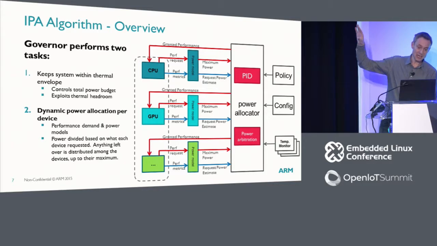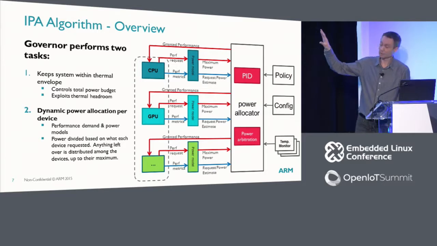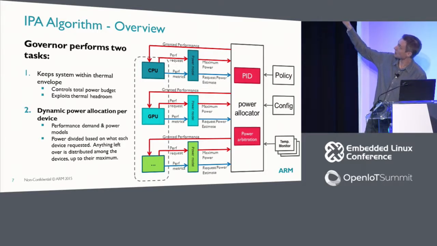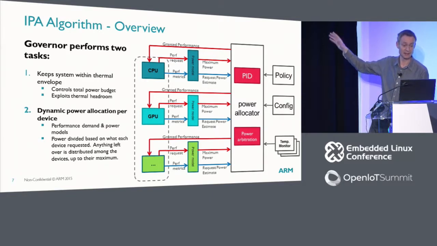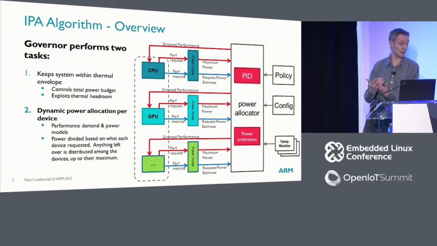Okay, so this is a more technical view of how this might work. We have the CPUs, and we've got the power model. The performance request comes in through CPU Freq, the performance metrics. The power model can specify the maximum power for that device, and then request a specific power based on the current workload. All of this comes into the power allocator, which applies a policy and can allocate the power in your system between the workloads.